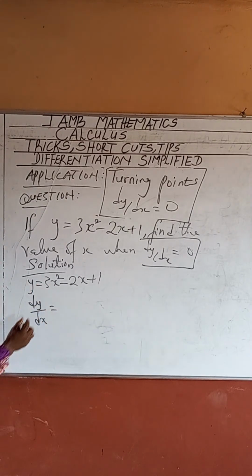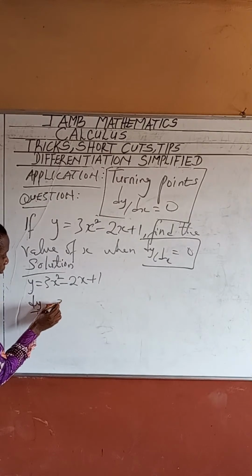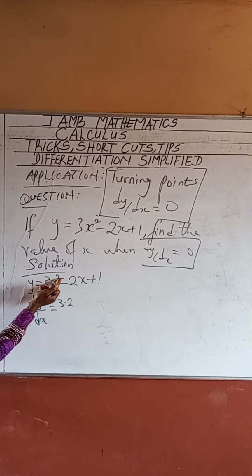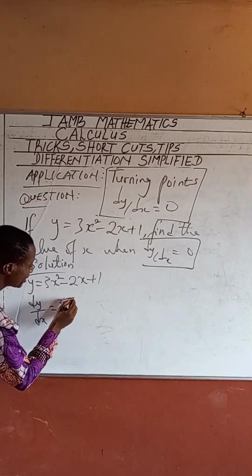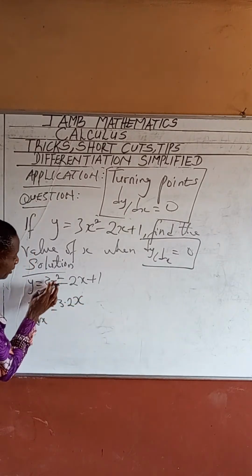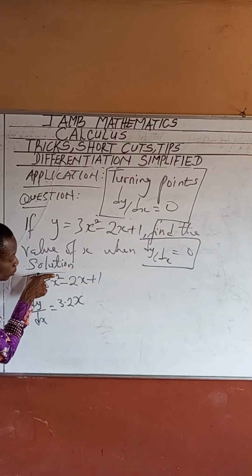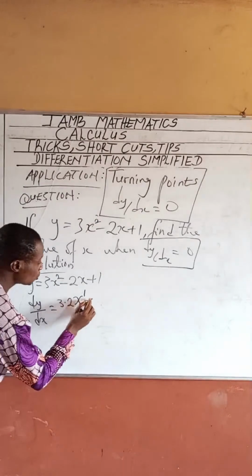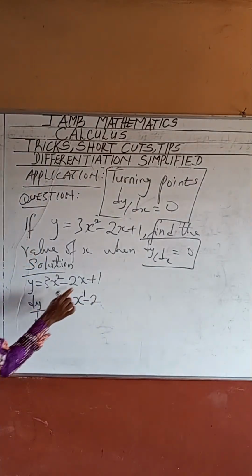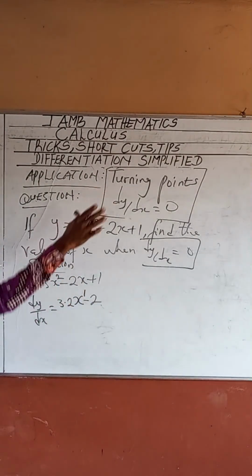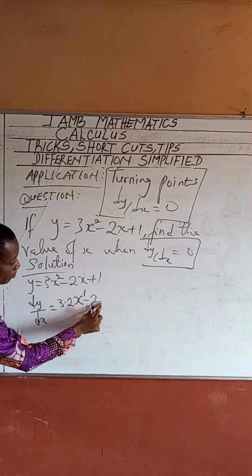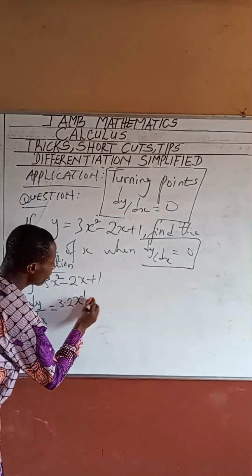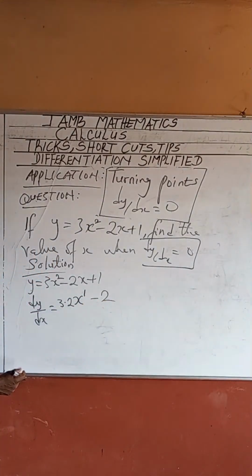So differentiate this. This here becomes 3 times 2. Let the 2 come here and multiply the 3, then x. Then subtract 1 from the 2, which becomes 1 here. Then minus 2. When differentiated, the x will disappear, leaving only minus 2 here.